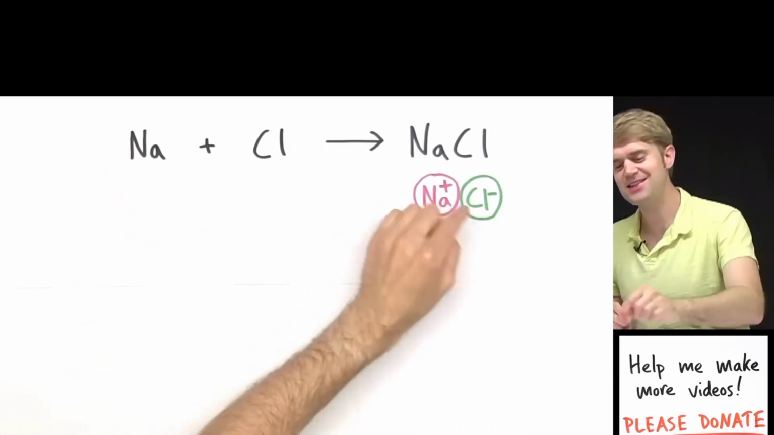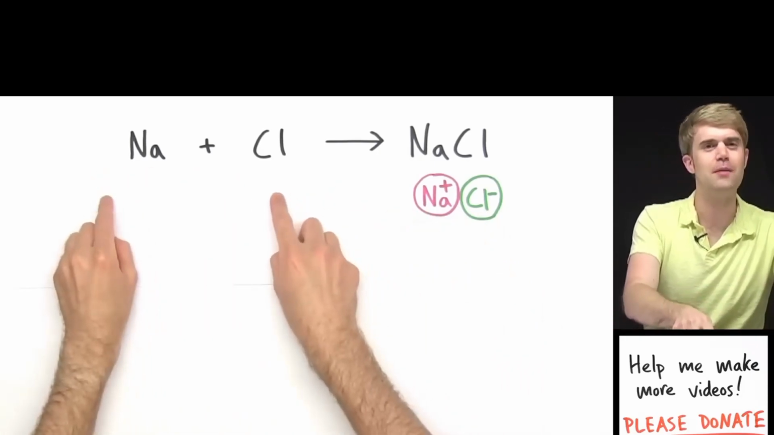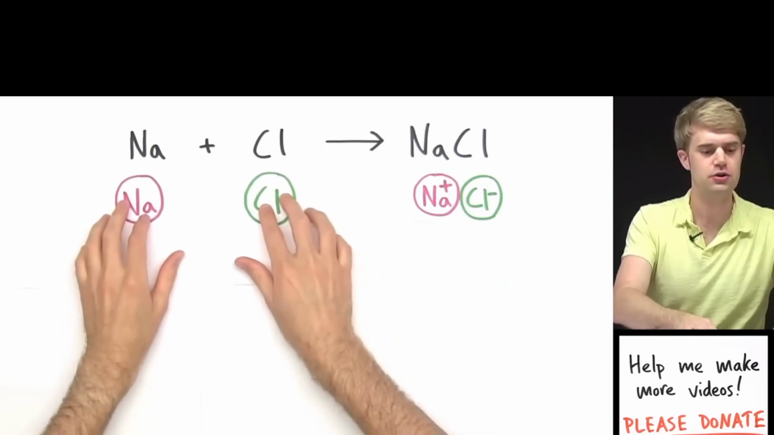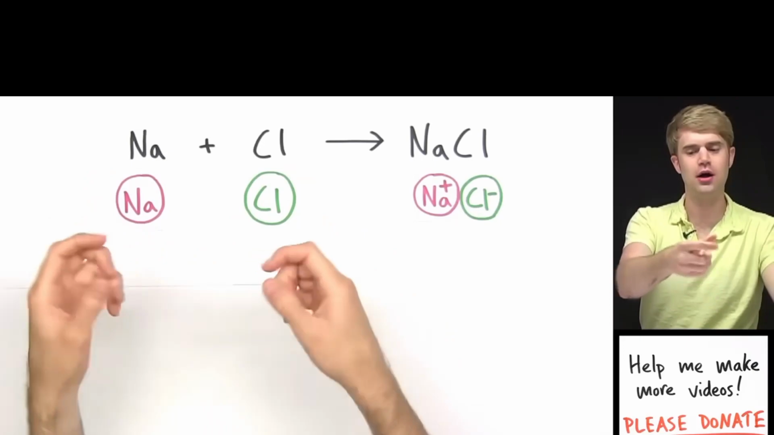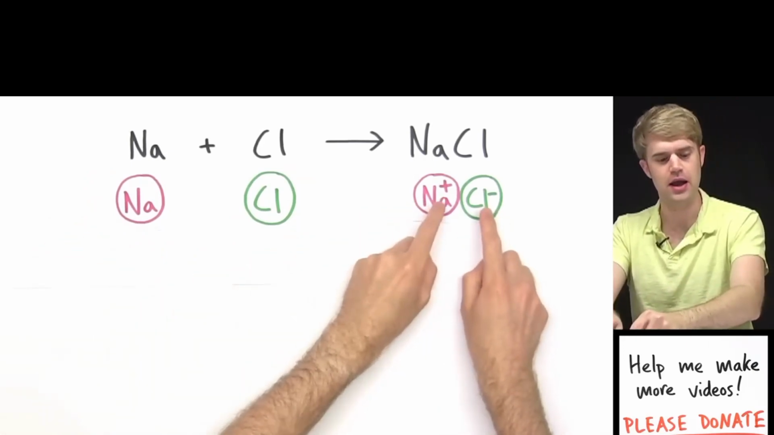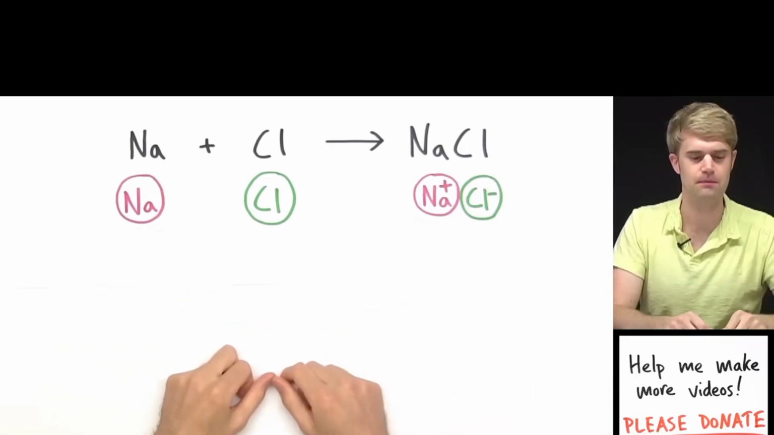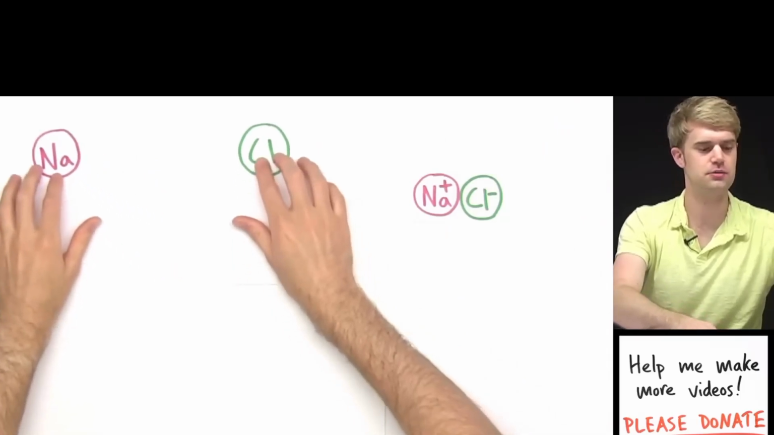Now, Na and Cl, they didn't always have charges though. Before they combined, they have no charge. They are two electrically neutral atoms. So in order to come together and make sodium chloride, these two atoms have to end up getting charges, and then they stick together. So let's talk about how this happens, how they end up getting charges.